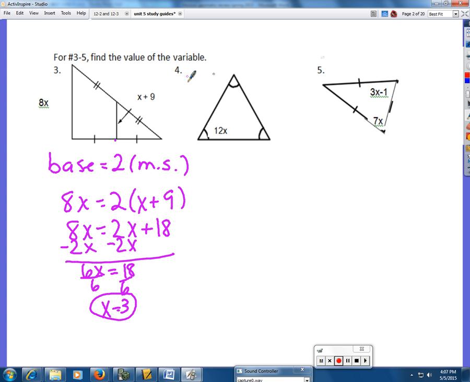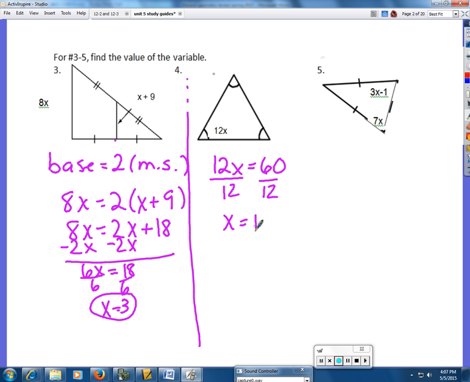The next one is an equilateral triangle because all three angles are congruent, which means they all equal 60 degrees. So that means 12x must equal 60. When I divide by 12, x is going to be 5.